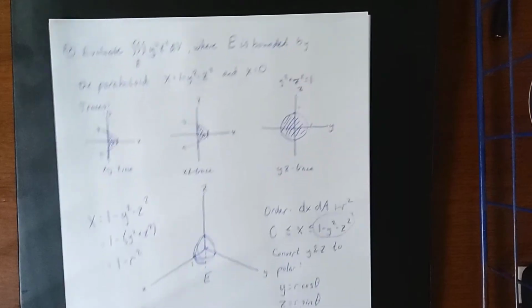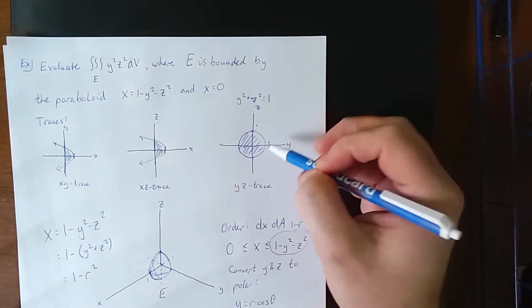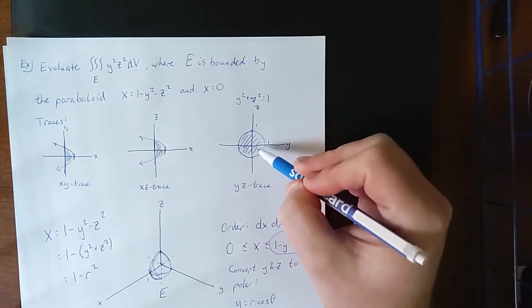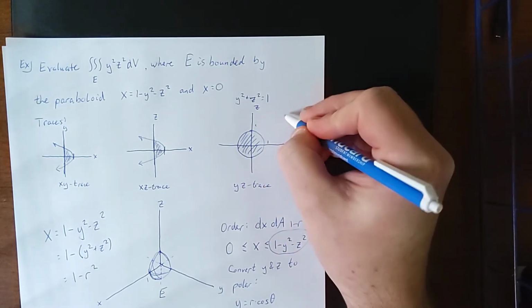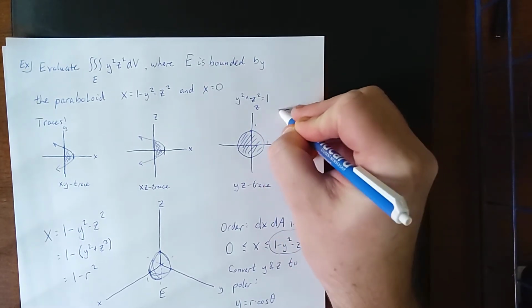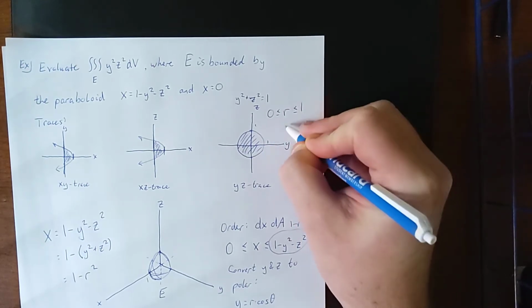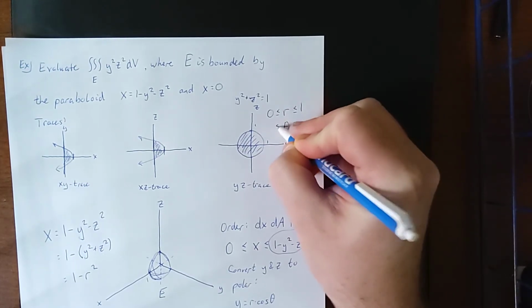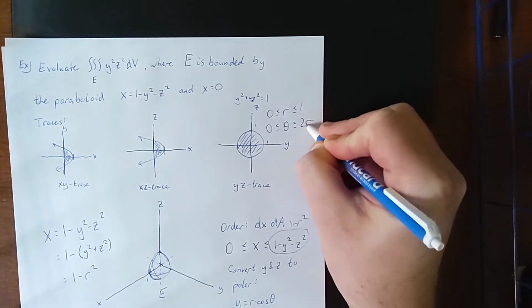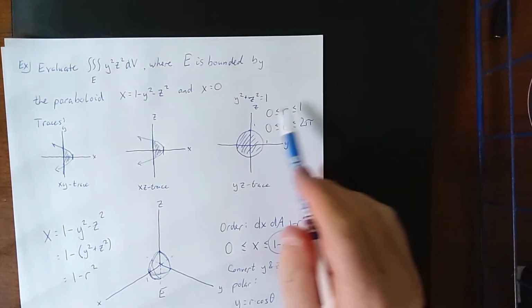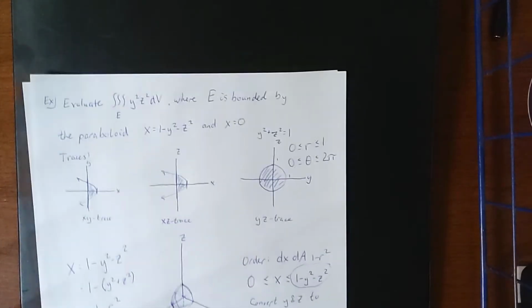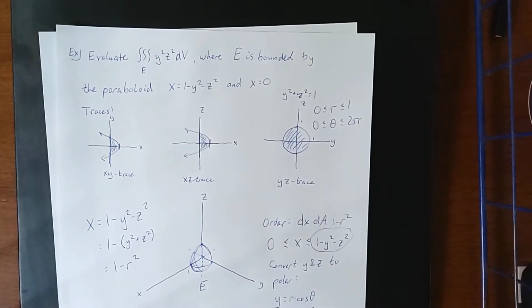Now, the other thing that I'll need to do is actually interpret the yz trace of what we have going on here. This is y squared plus z squared is equal to 1. We can interpret this as r going from 0 to 1 and theta going from 0 to 2 pi, one full trip around the unit circle. So when I set up my triple integral, those will be the bounds that I'm using on r and theta. I think now we're ready to make the trip.